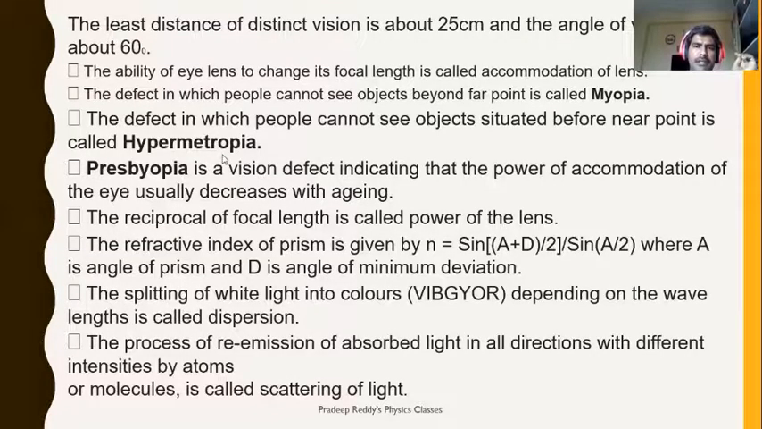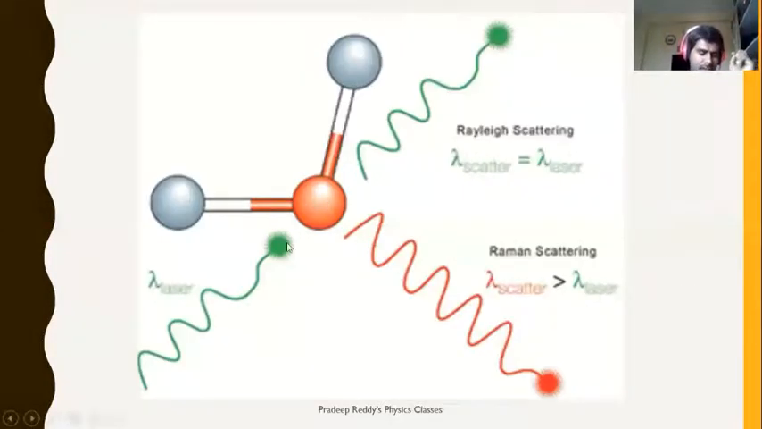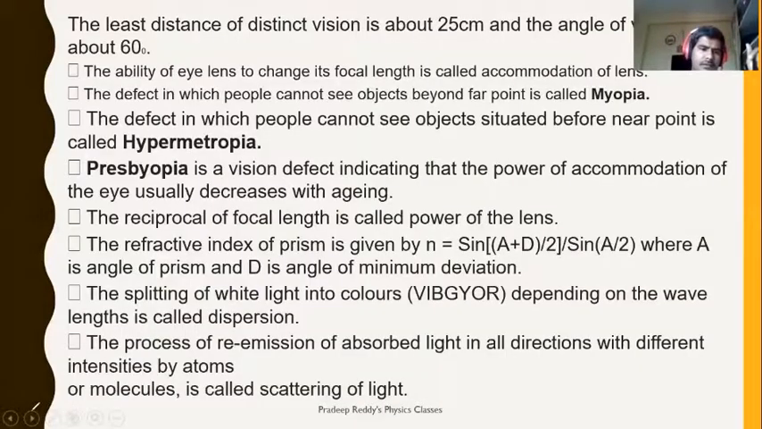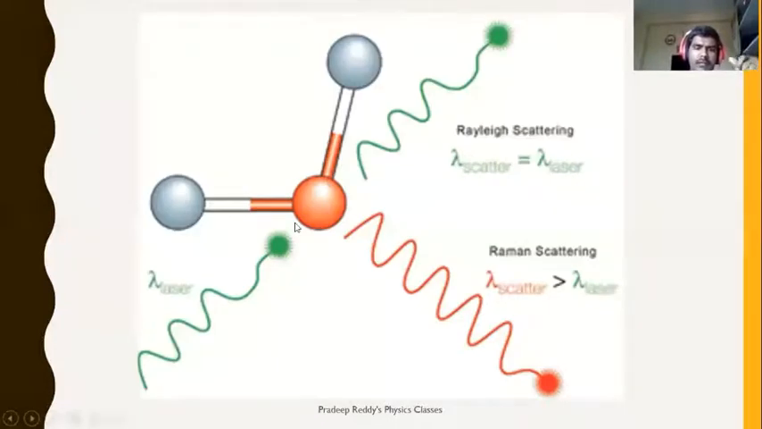The figure concerned with Raman effect is this, where you have a molecule. This is a molecule, and blue light is absorbed by the molecule, and in addition to the blue light, green light and red light are also released, which is called Raman scattering. And this is the last topic of human eye and colorful world.